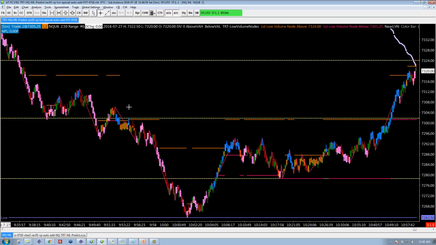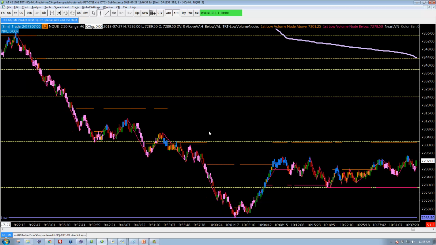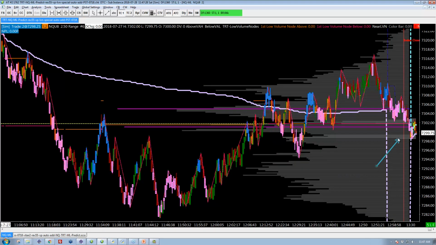The piece that you need to make this work is what you're seeing here. All right, this is why you can't do it yourself. You got to have me, because this is the low volume node at this point in time, right here. There's no way to do that in Sierra Chart. Sierra Chart will track the low volume nodes, but only for the bar that's at the right edge of the screen. So these yellow lines are low volume nodes, but only for this point in time right here. That's it.